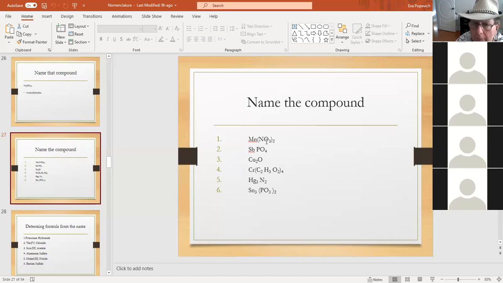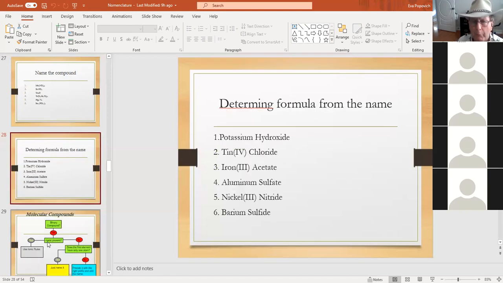Mercury 2 nitride. You're absolutely right, Joseph. Number 6 would be tin 2 phosphite. Yes. All right. Now, we went one way.